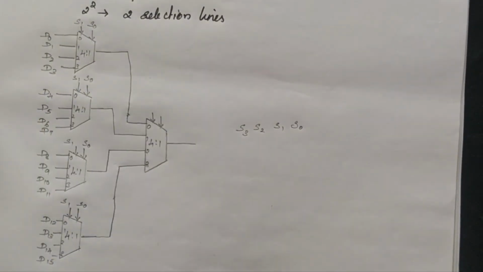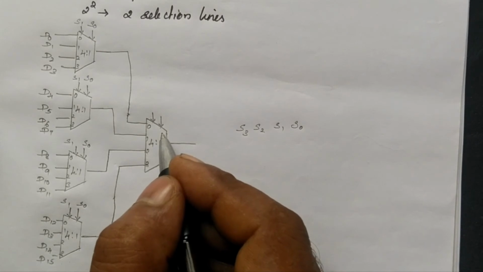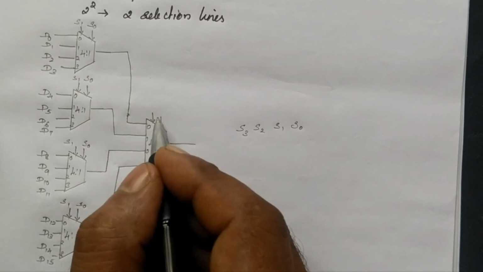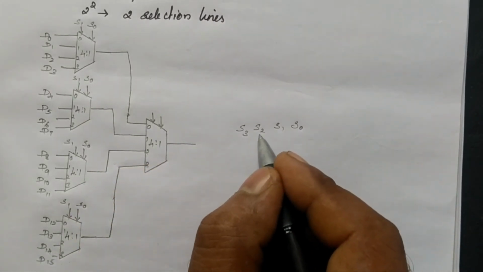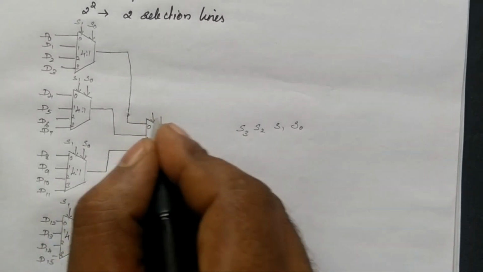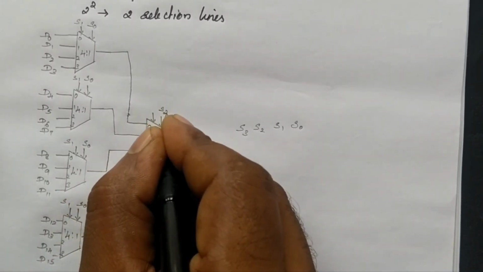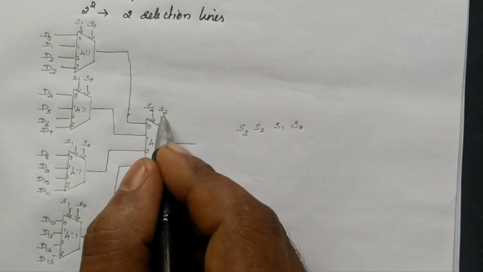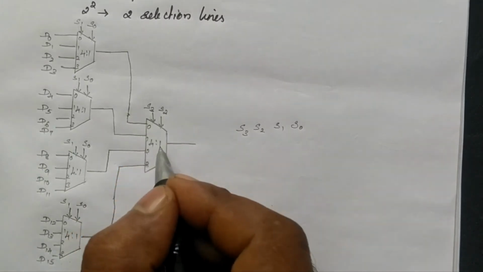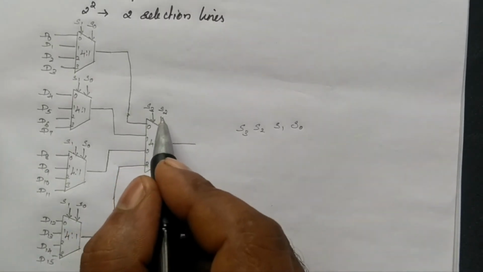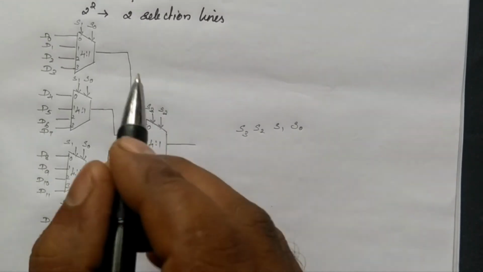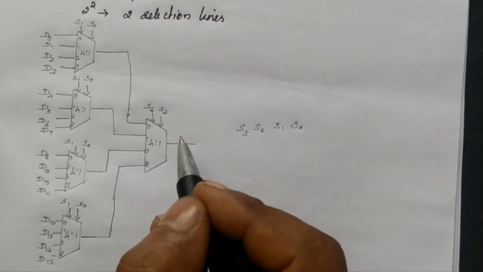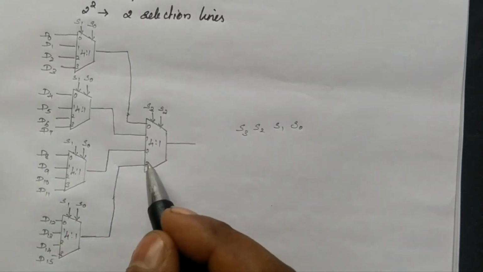So the first level is over, then we move on to the second level. In the second level, it is a 4:1 mux, therefore we need two selection lines. Here the selection lines are S2 and S3, so S2, S3. If you swap them, that means if you use S3, S2, it will end up with a wrong answer, so keep it in mind. Inside the mux, the right side will have the least significant value and the left side will have the most significant value. Now we will check the implementation.